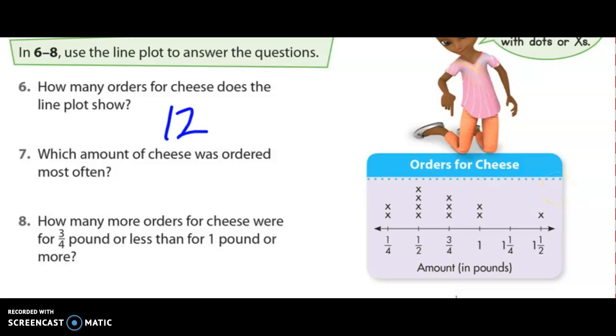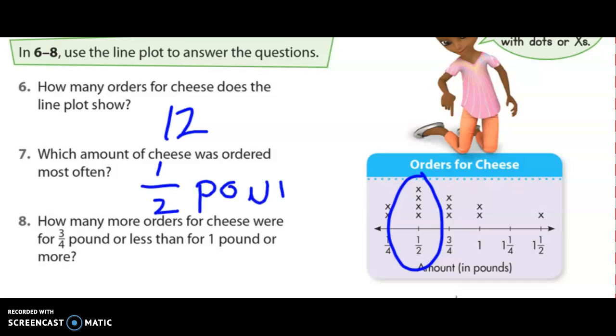On number 7, this is more specific to each fraction. Which amount of cheese was ordered the most often? So again, I'm going to look at those X's and I'm going to see which amount appears to have the most X's over it. And I can easily see that that is 1/2 of a pound. It was ordered 4 times. And so that was the cheese amount that was ordered the most often.